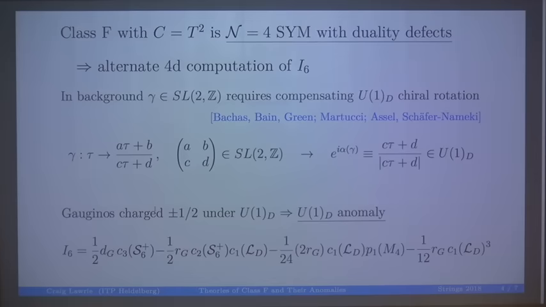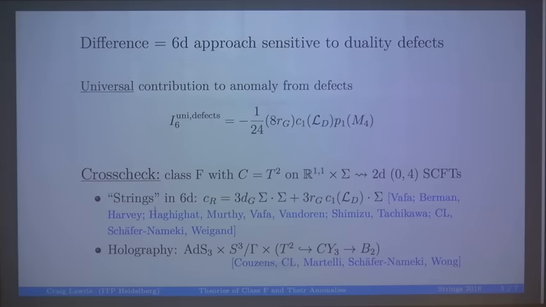Notice that these two anomalies are different, and the reason for this is that we only use the gauginos here, so the defects are not included. In fact, we can look at the difference to determine the contribution from the defects. Okay, and it looks like this. This is at least the universal part of the contribution from the defects. That means that it's true for any possible choice of consistent network of duality defects.